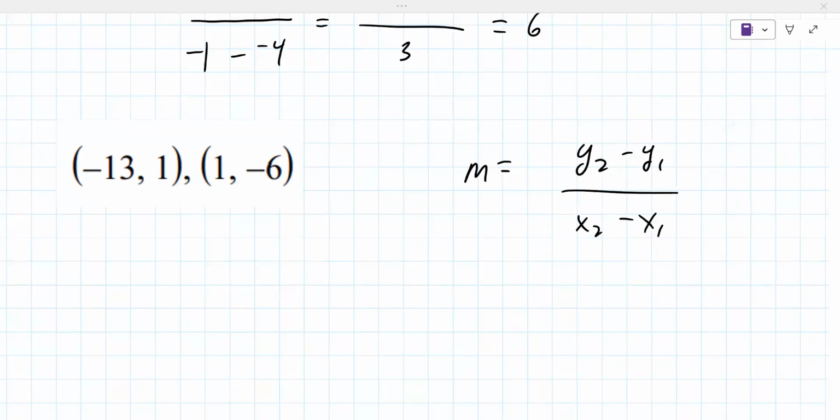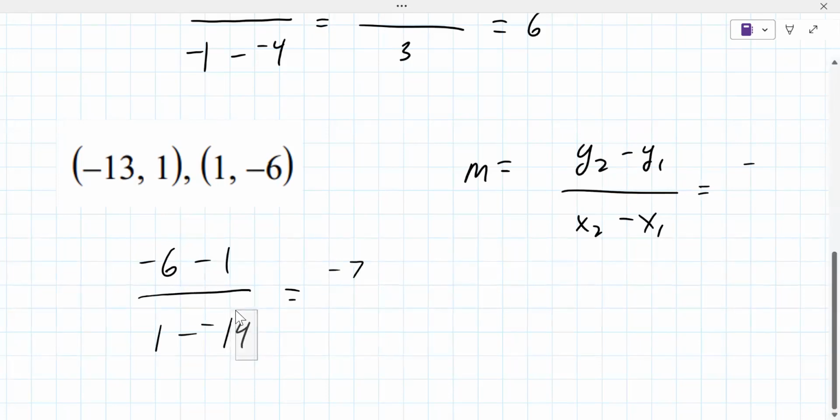-7 over 14. Okay, so again, it's kind of the same question: does that reduce? -6 -1, or 1 minus a -14. It is negative. Sorry, 13. I put the wrong number in there because I was already thinking about the solution or what you said. Yes, this is correct, but it does reduce.